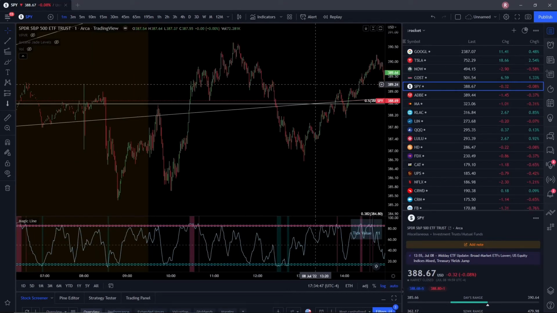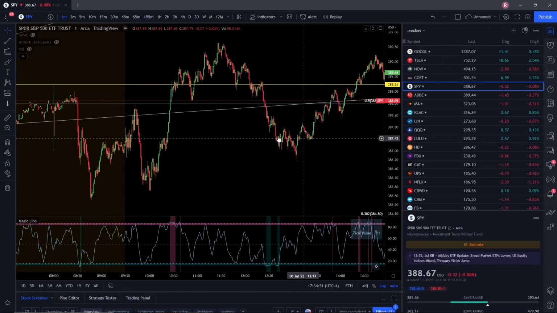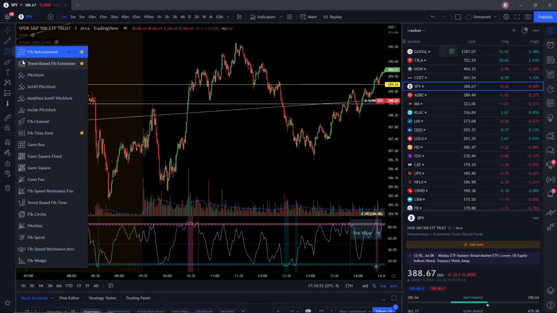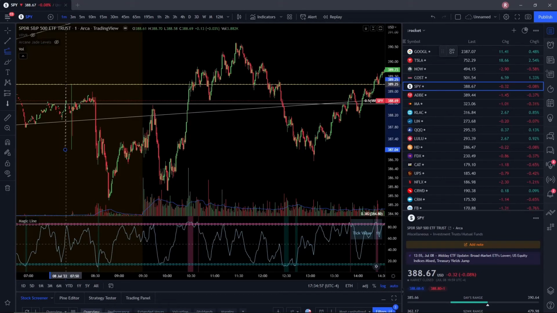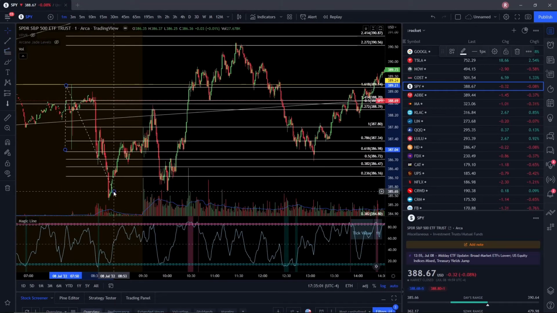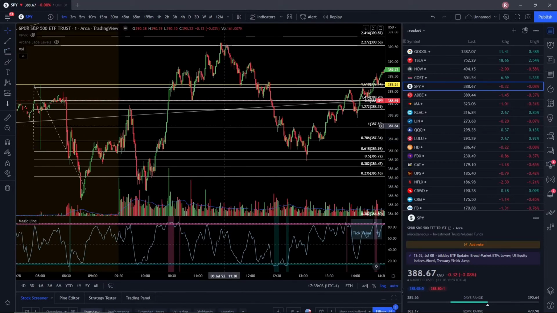So what can we notice about this continuing? Let's combine everything we've learned. We're going to fib this again, a trend-based fib extension to the upside. All right. So looking at this, what can we consider now after using all of our tools?